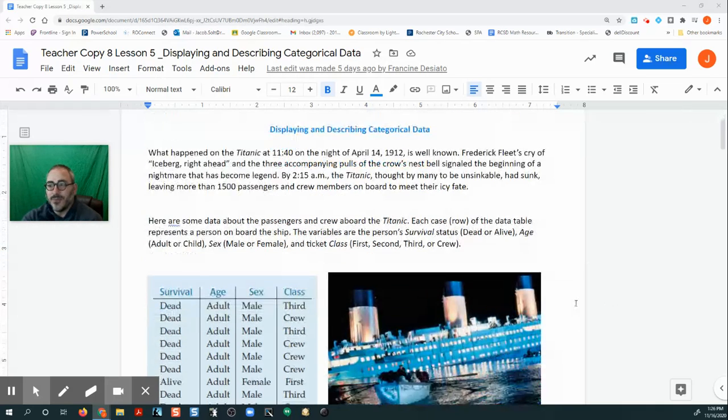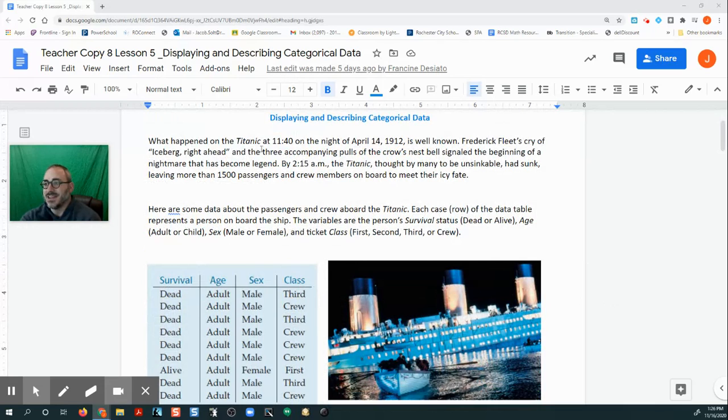Well, what happened on the Titanic at 11:40 on the night of April 14th, 1912 is well known. Frederick Fleet's cry of "Iceberg right ahead!" and the 3 accompanying pulls of the crow's nest bell signaled the beginning of a nightmare that has become legend. By 2:15 a.m., the Titanic, thought by many to be unsinkable, had sunk, leaving more than 1,500 passengers and crew members on board to meet their icy fate.